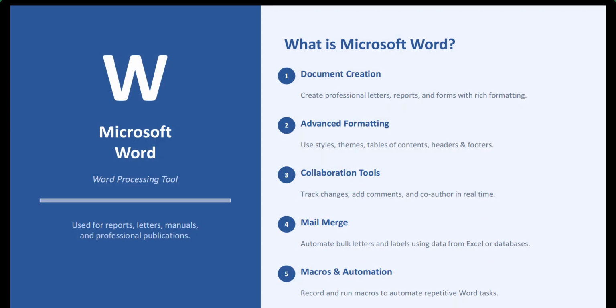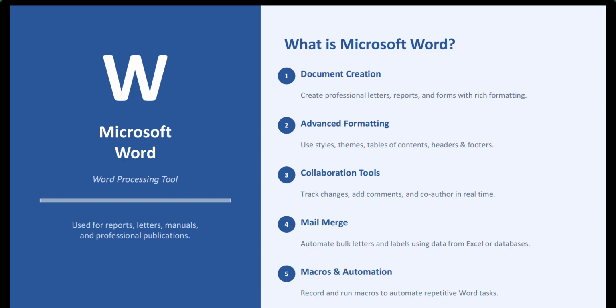So now let's talk about Microsoft Word. It's a word processing tool, and this is what we use for reports, manuals, and letters and stuff like that. So what do we use Microsoft Word for? Number one, document creation. We use it to create professional letters, reports, and forms with rich formatting. We also have advanced formatting, like a table of contents and the likes.